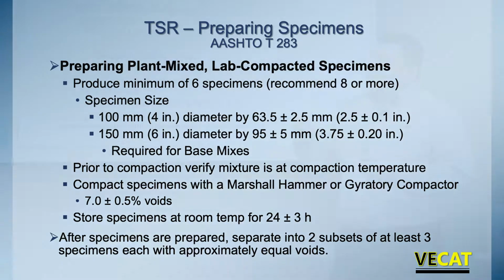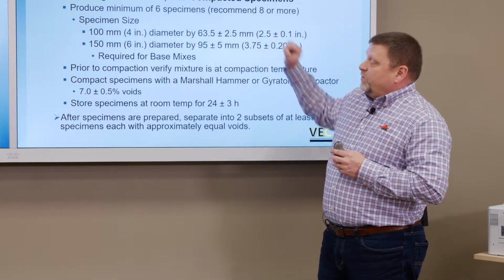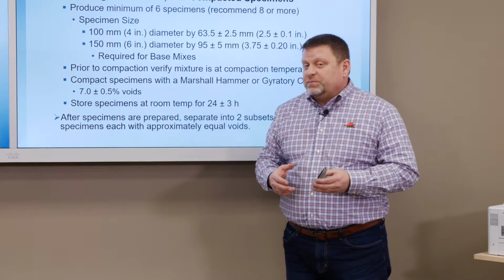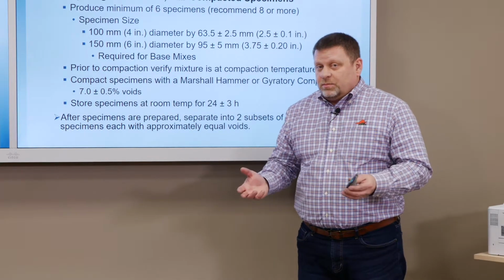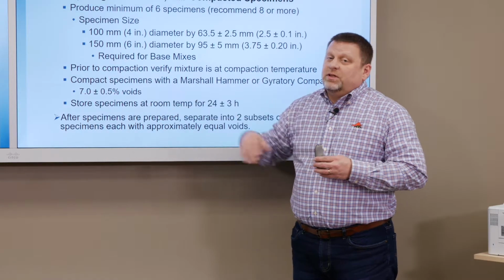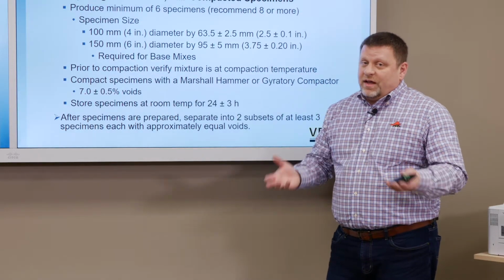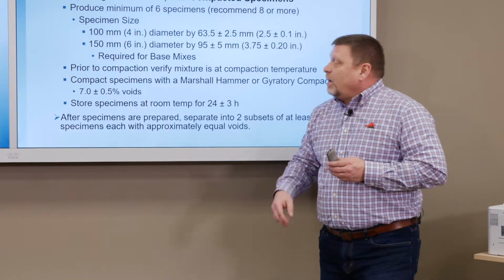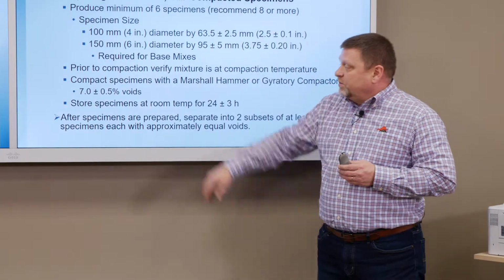Here's the first reason I recommend you make a few extra samples when you're preparing your samples. You're not going to know the void content of your specimens till after you've had a chance to bulk them. And if you only made 6 and a few of your samples are not within 7 plus or minus 0.5%, now you don't have enough test samples to run your tests, and you have to go out and get more samples. So I recommend always making more than a minimum of 6.